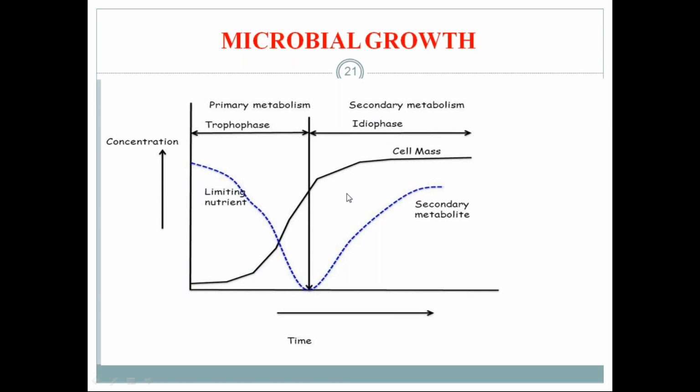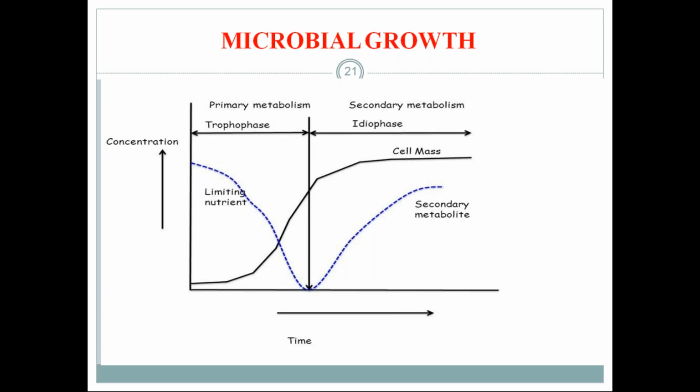Now we have to understand this graph first. See the cell mass and the limited nutrients. In the trophophase, cell mass is very less, while nutrients are more in amount. While cell mass is increasing in the trophophase, at the same time nutrients are decreasing. At the same time, primary metabolites are produced by the microorganisms.